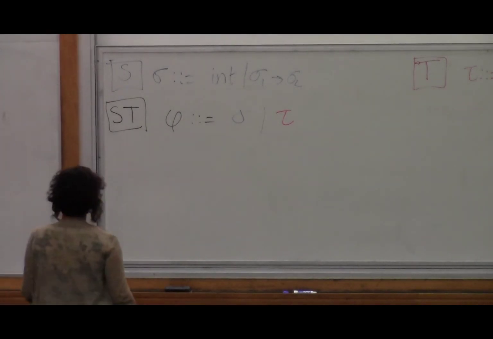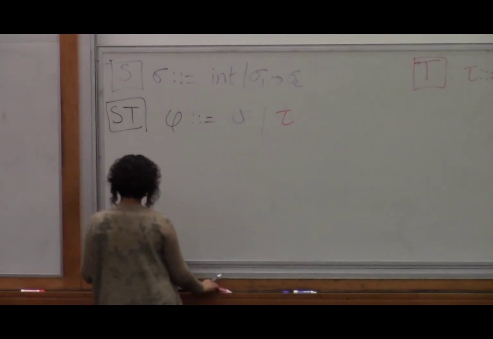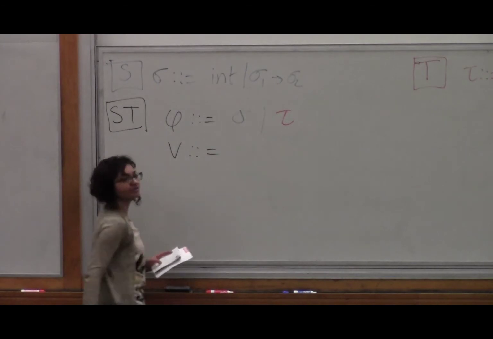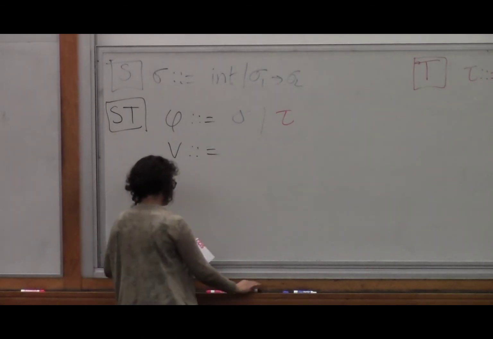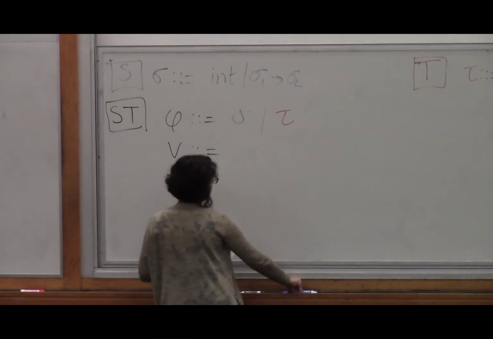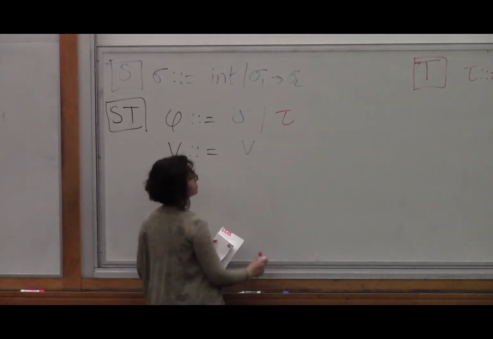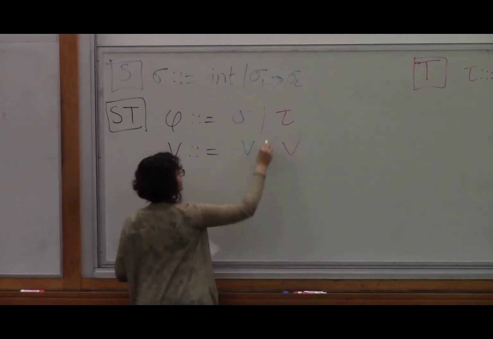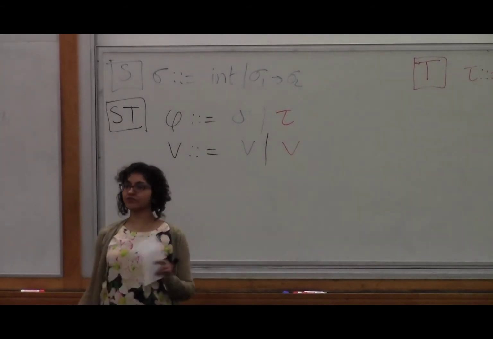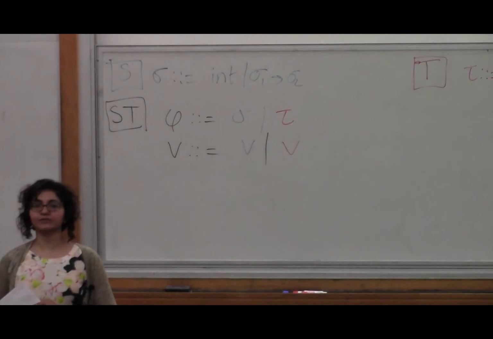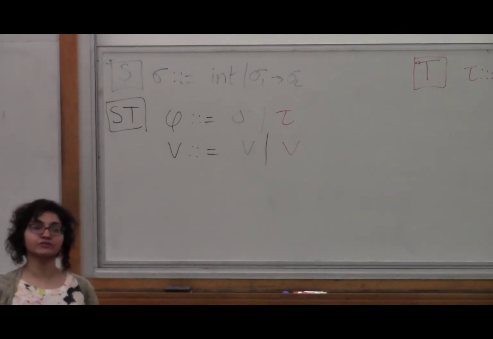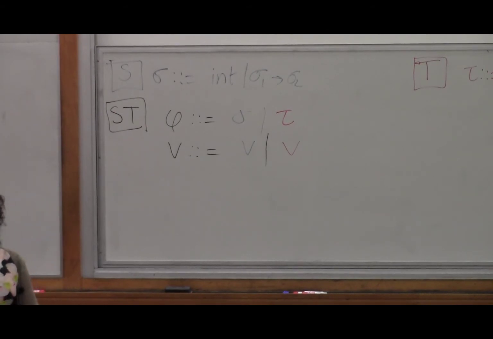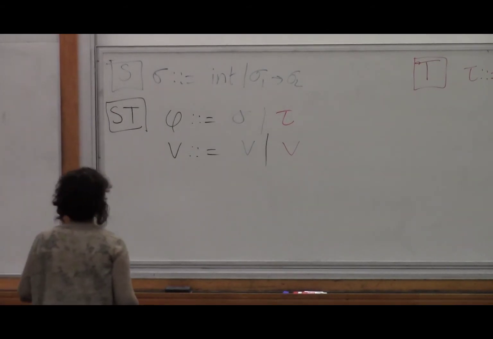Okay, and we're going to do a similar exercise for all the values. So what are all the values of my multi-language? They can be values from my source, or they can be values from my target. Okay, so far that's what I'm doing. And by the way, as these multi-languages get more sophisticated, you might have to throw in more value forms, right? This happens when you add references, but today we don't have any languages with references.